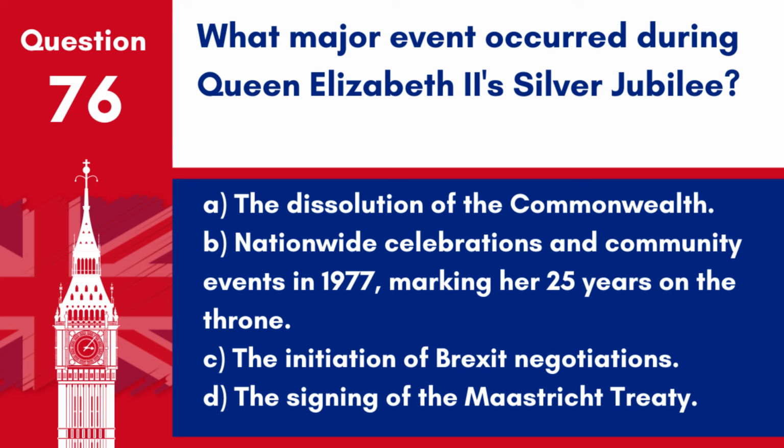Answer B. Nationwide celebrations and community events in 1977, marking her 25 years on the throne. Queen Elizabeth II's Silver Jubilee in 1977 was marked by extensive celebrations across the UK and the Commonwealth, reflecting public support and affection for the monarchy.